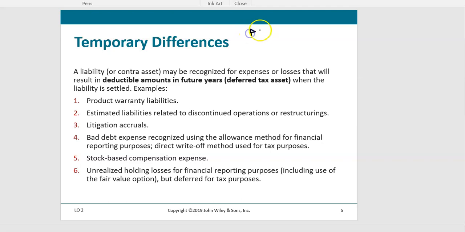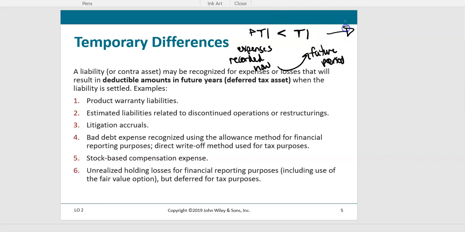An example where pre-tax income is less than taxable income, and the reason is because expenses are recorded in this period. And those expenses are going to be paid off in cash in some future period. Because we don't have those expenses this period in taxable income, our taxable income is higher, and our income taxes payable are higher now. They're going to reverse out in the future, so our taxable income in the future is going to be lower, and therefore we set up a deferred tax asset.